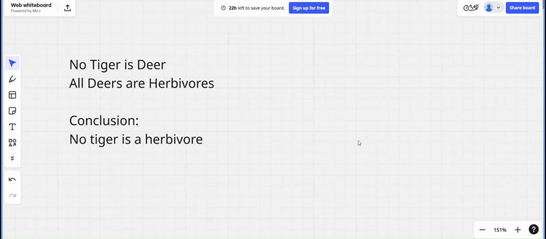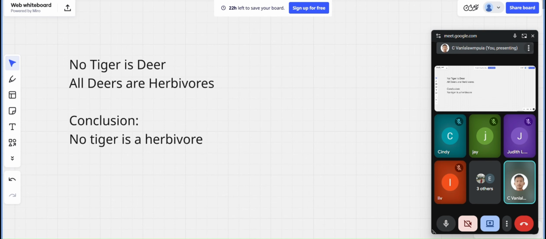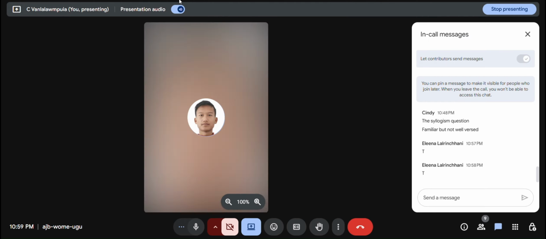See if it's true or not. Write T if you think it's true. Write F if you think it is false. No tiger is deer. All deer are herbivores. Everyone participate. Give me the answer quick. Only Elena and Cindy and Judith can't speak. Okay, can't chat. Everyone has to participate.